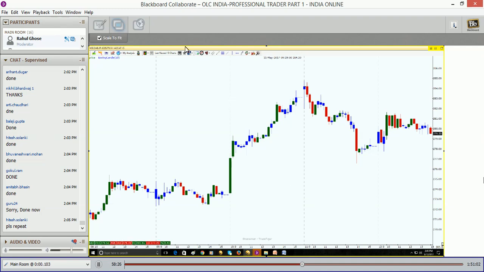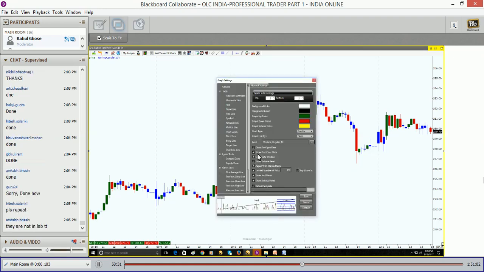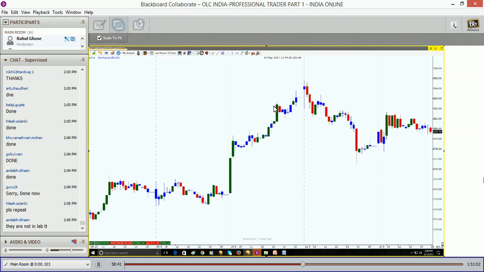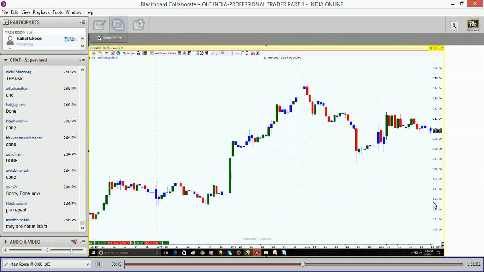Hitesh, you want me to repeat? Okay, sure. Right click, go to settings, show post close data, adjust with market hours, and limited number of ticks on chart should be check marked, I beg your pardon. And click on save and then refresh your chart. Amitabh, they are there everywhere because your Trade Tiger is still the same, right?